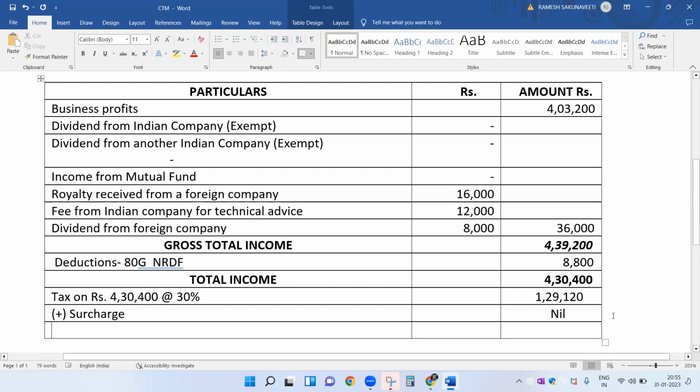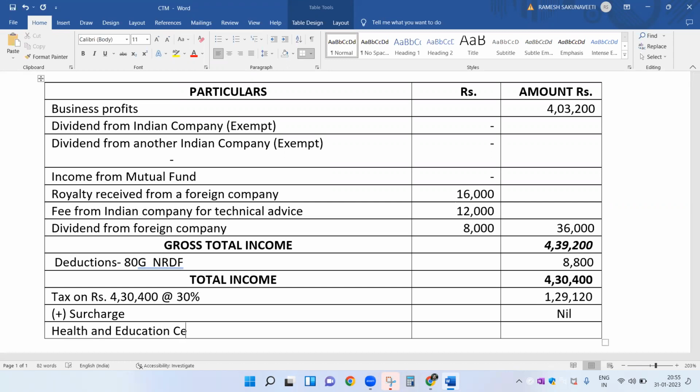Next one. Another thing is also there. In our country, we have to pay health and education cess. For companies, how much percentage is it? Do you have any idea? Sir, it's 4%. Very good. 4%. Previously it was only 3%. Yes, sir. But now it is 4%. Now 1% is the health cess.